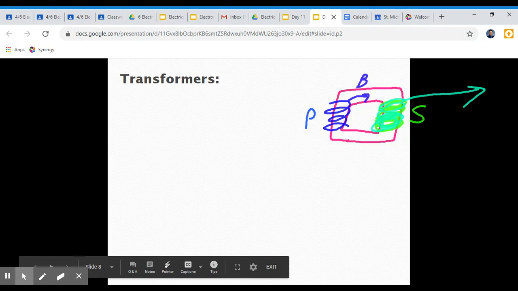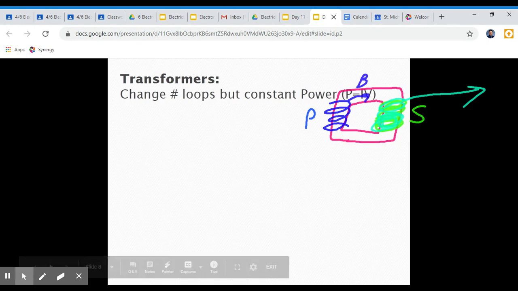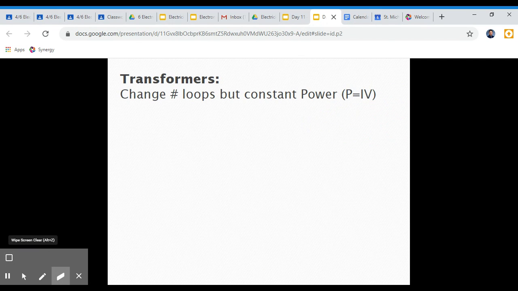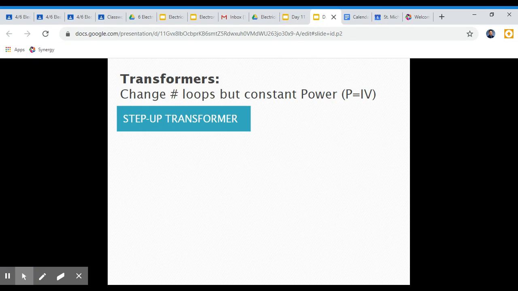So taking a look at how this relates to power, which is something that you will have to know how to calculate, and it's really not too difficult. We're changing the number of loops, but we are going to say that we have constant power. And if you recall, we said power was equal to current times voltage.